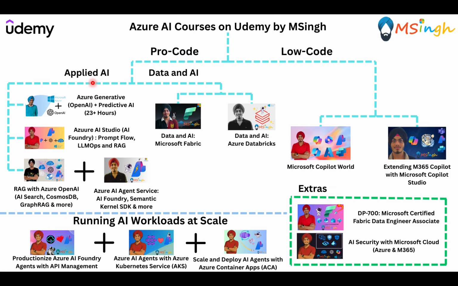And in the applied AI segment, which is sitting in the pro code environment, I have two segments within the pro code environment too. One is going to be the applied AI segment. The second one is the data and AI segment. And then once you do that, I also have a couple of courses for running your AI workloads at scale in production environments. I have like three of my courses in this segment, and there are a couple of extra courses too, which really don't come under these segments in a very umbrella term. But yeah, I do have two of these courses as special courses.